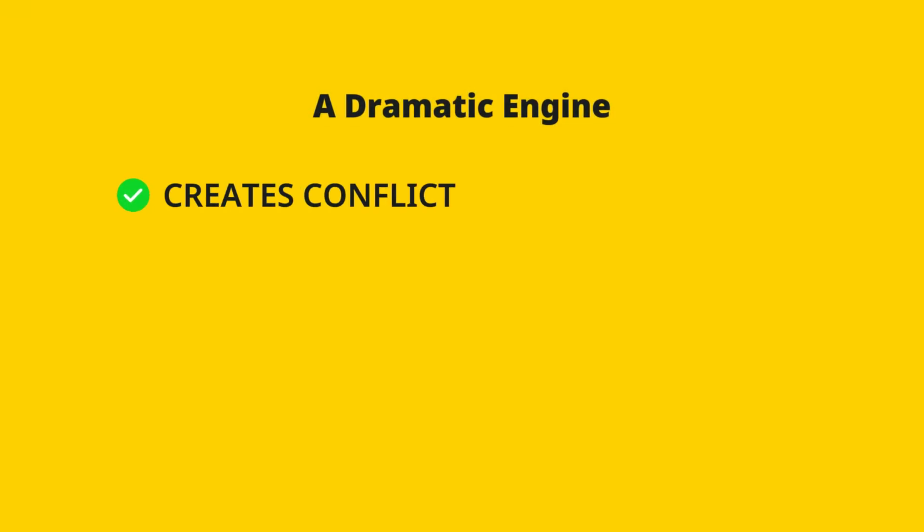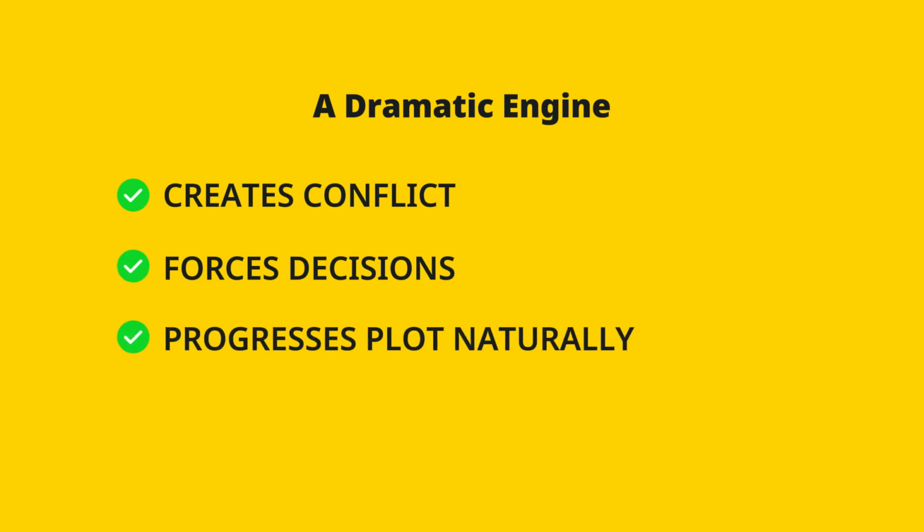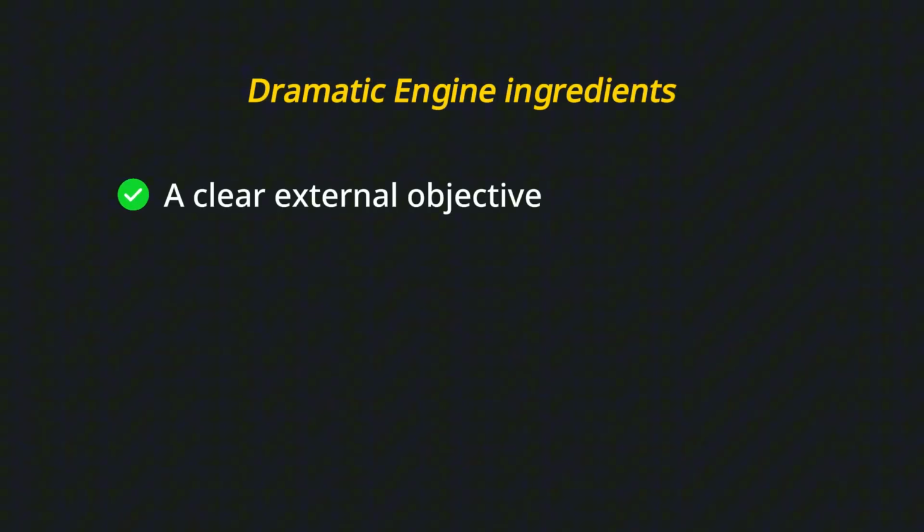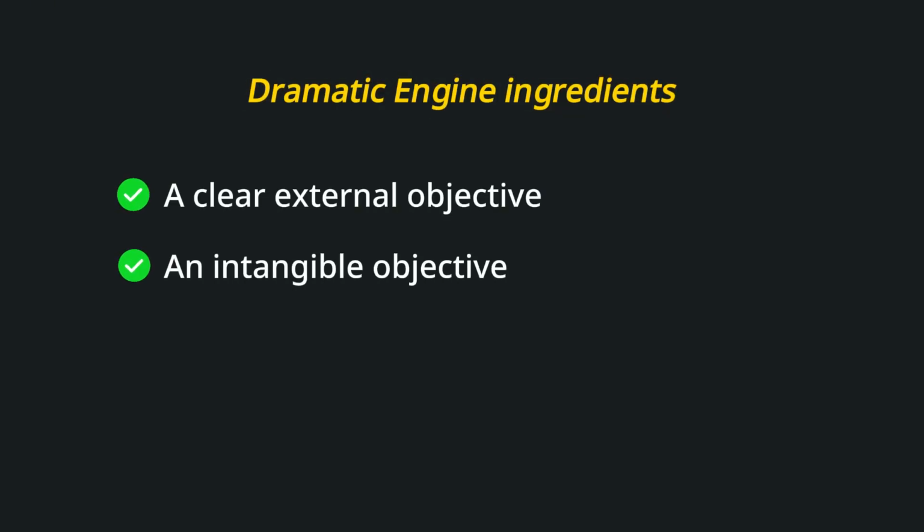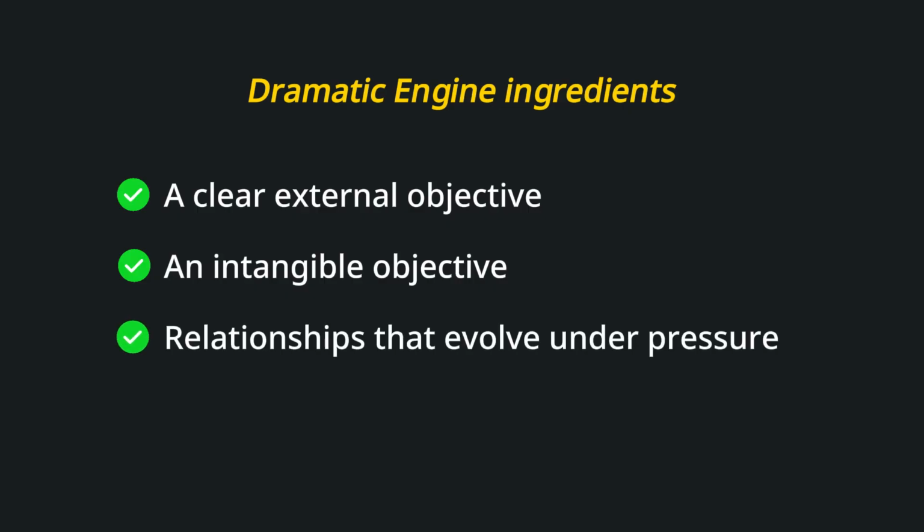Well, a dramatic engine is the system that creates conflict, forces decisions, and progresses the plot naturally. And that engine is built with 4 ingredients: a clear external objective, an intangible objective, aka a motive or a need, relationships that evolve under pressure, and pressure devices. Together, they're the parts that make the engine, so let's break each one of them down.